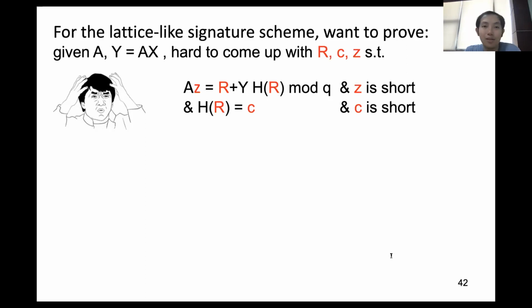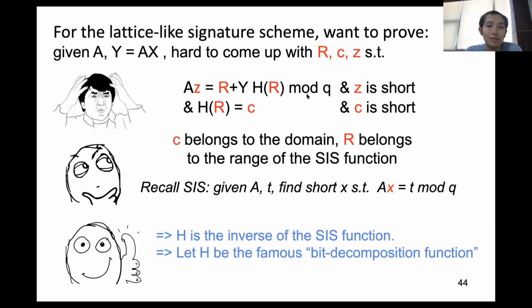This is one of the most important slides here. Let me say again: in short, we observe that in Vadim's protocol, the hash function is mapping an element which is supposed to be in the range of SIS to an element which is supposed to be in the domain of SIS.